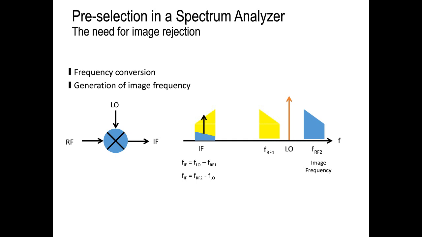So how do you get rid of that? You put in a pre-selector for image rejection. Is it a pre-selector because it pre-selects the frequency that you're measuring? Yes, but the purpose in a spectrum analyzer is for image rejection. It's not for overload. So let's drive that home a little bit.